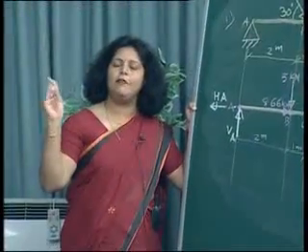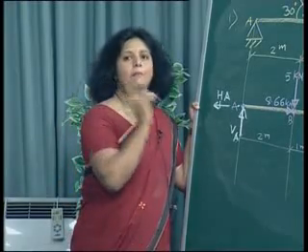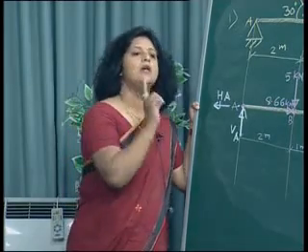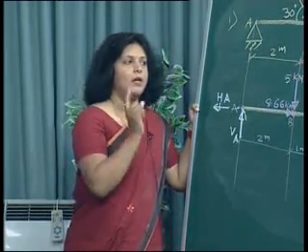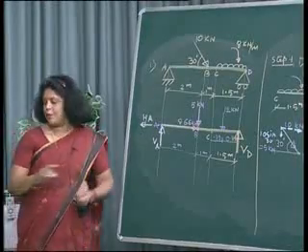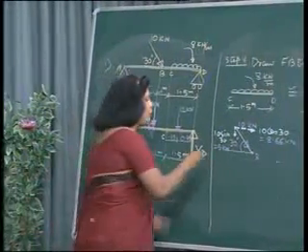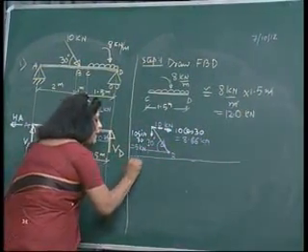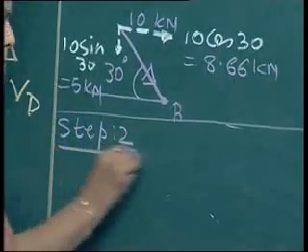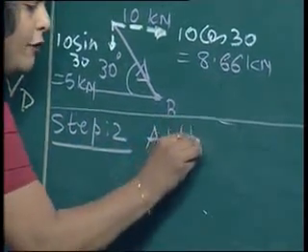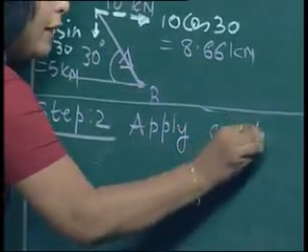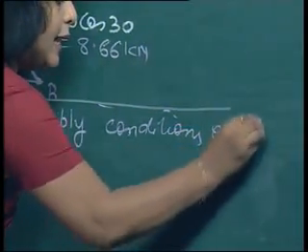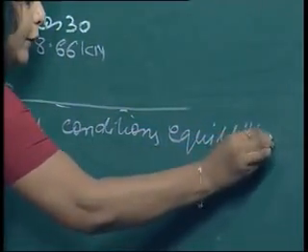I have made the beam free from all the constraints. I have replaced it with all the vertical and horizontal forces acting, and at what angle these forces are acting, right. Now our second step is we have to apply the conditions of equilibrium. What are the conditions of equilibrium? The conditions of equilibrium are sigma H equal to 0, sigma V equal to 0, and sigma moment equal to 0, right.